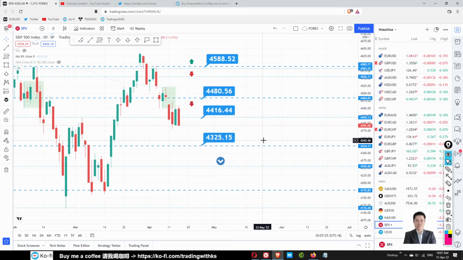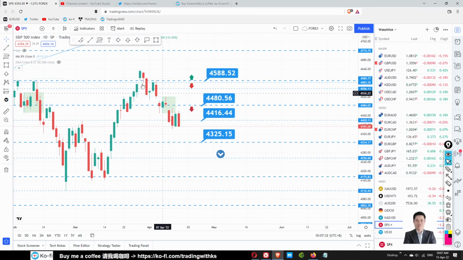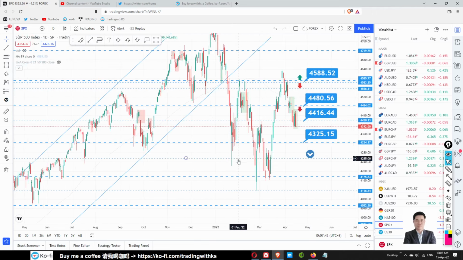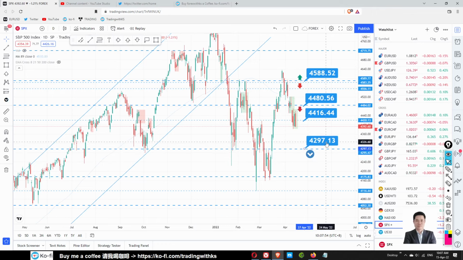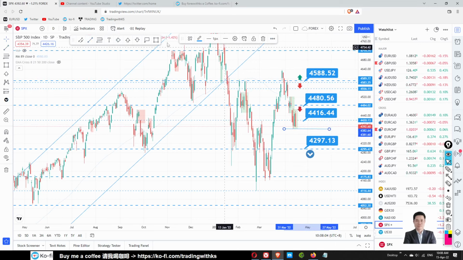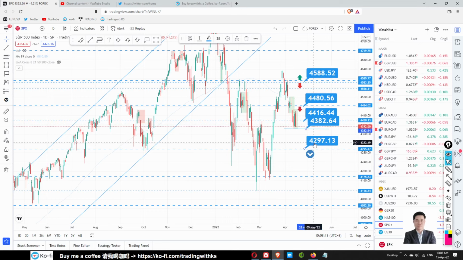Similar to S&P, S&P consolidation over here. If the price breaks through this consolidation, there's a possible opportunity to sell, but this is not the right level. I think I got the level wrong. The level is here. So there is an opportunity to sell on a break below here, towards 4297. Okay, so that's it for today.